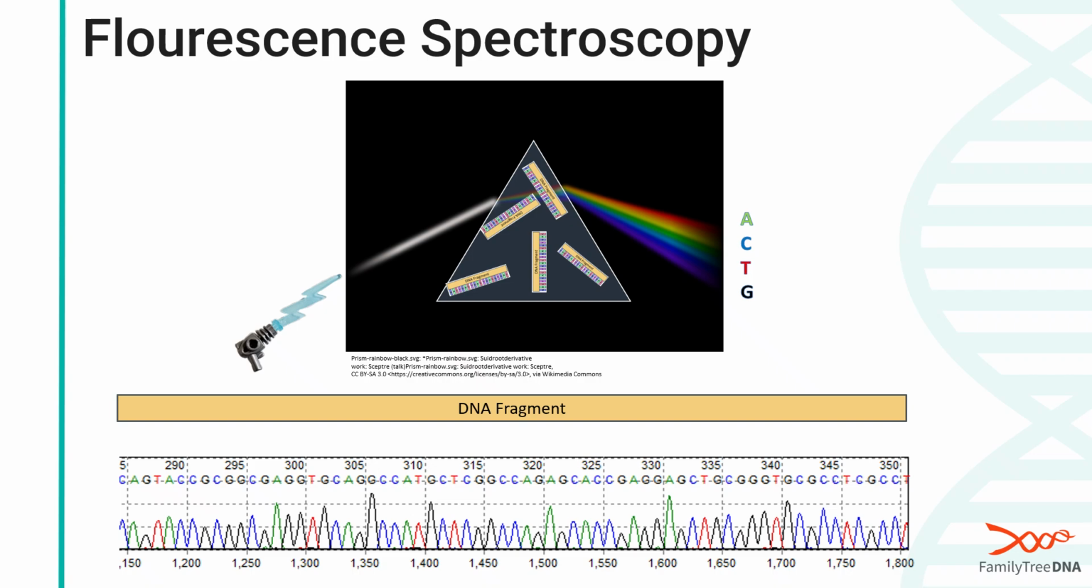Now, the earliest method for getting this data, for using this technique to process DNA, it was the first, at least widespread technique, was called Sanger sequencing. Now, Sanger sequencing, it used that fluorescent spectroscopy principle, and it applies it in a special kind of way.